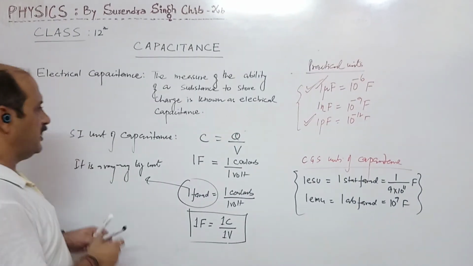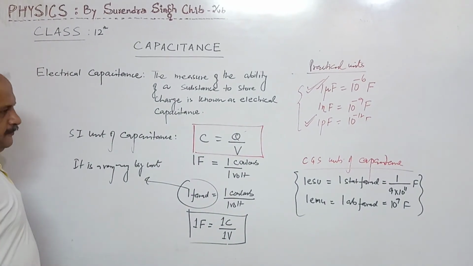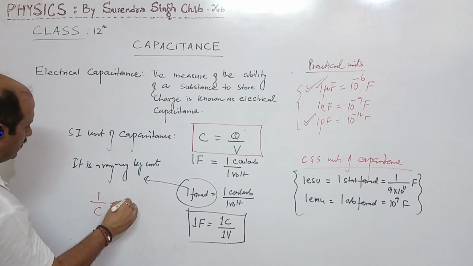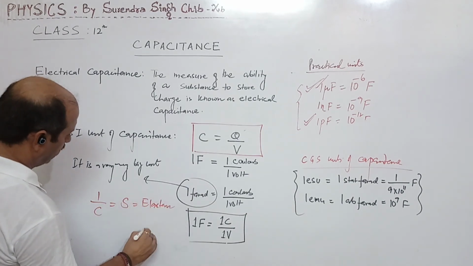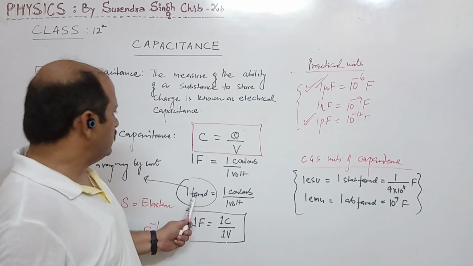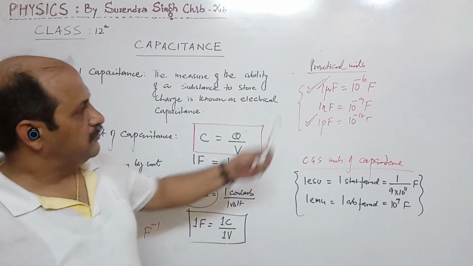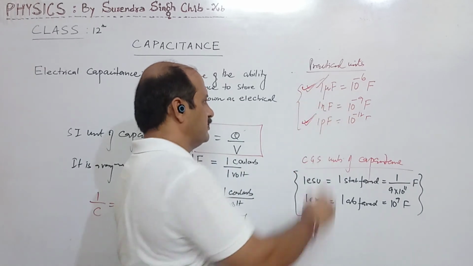इसका फॉर्मूला क्या है? मेन फॉर्मूला कौन सा है? C equals to Q by V. And what is 1 upon C? That is very important. 1 upon C is called elastance. और elastance की यूनिट obviously क्या होगी? Farad inverse. ऐसा यूनिट कैपेसिटर की है। Farad is a very big unit. We have a microfarad, nanofarad, picofarad; microfarad and picofarads are much in use.